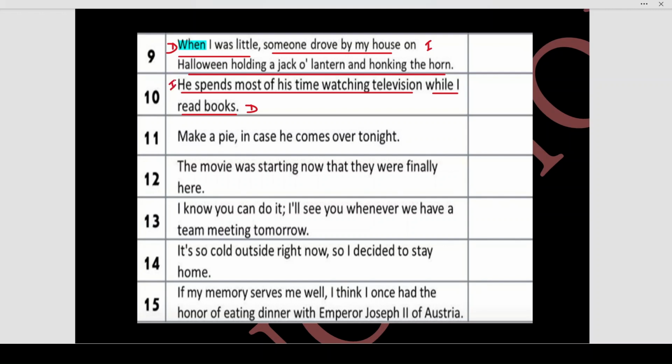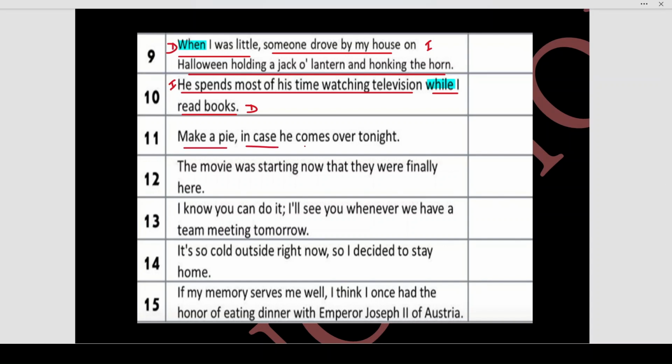Okay. Now, what did I say? Generally, the subordinating conjunction is associated with the dependent clause. So, "while" is the subordinating conjunction over here. Now, 11th one. Make a pie.